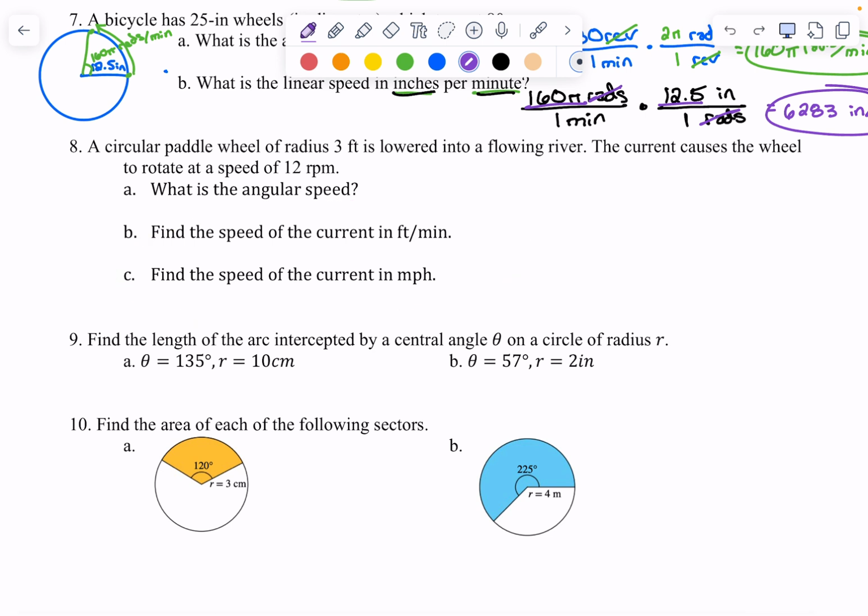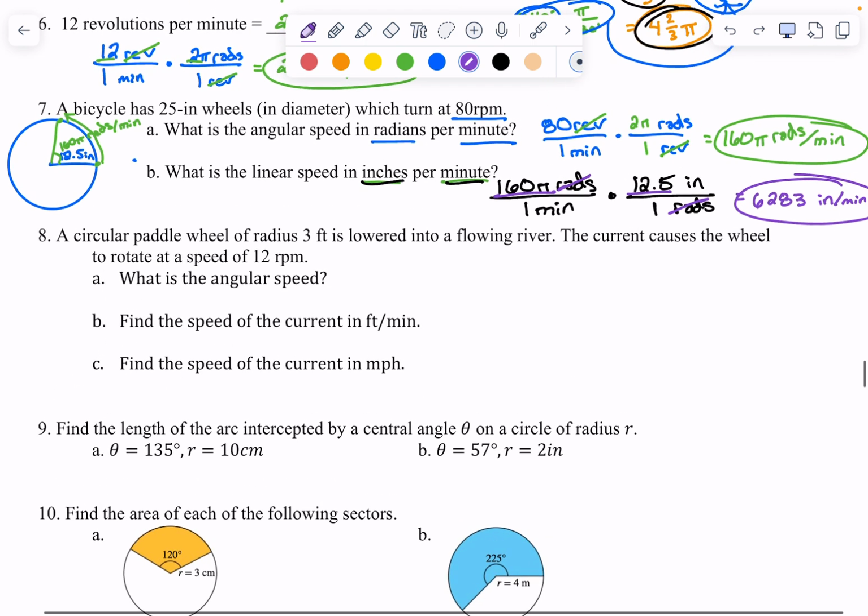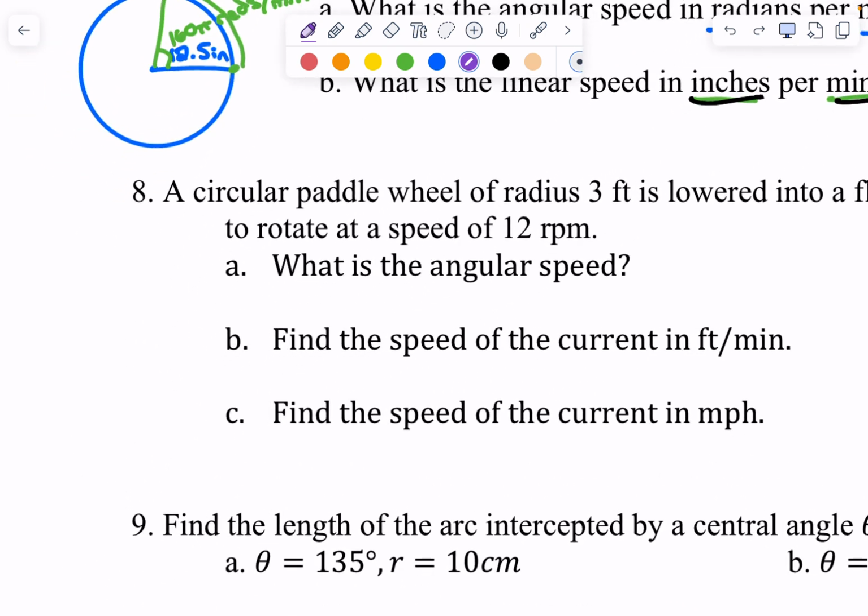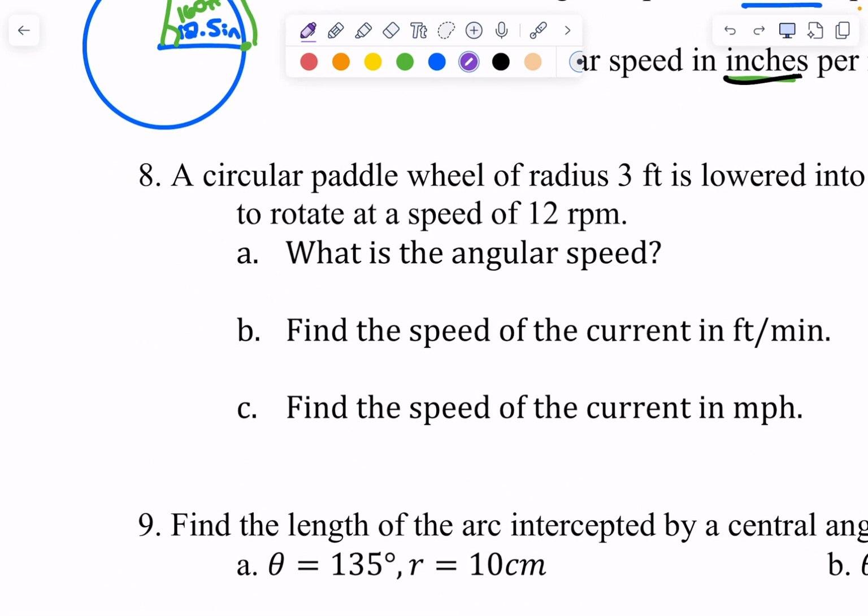Number 8 is the same as number 7. I will get you set up, and then do you want to try them by yourself? A circular paddle wheel of radius 3 feet, okay? So 3 feet is from here to here. It rotates at 12 RPM. That's what you're going to start with: 12 rev per 1 minute.